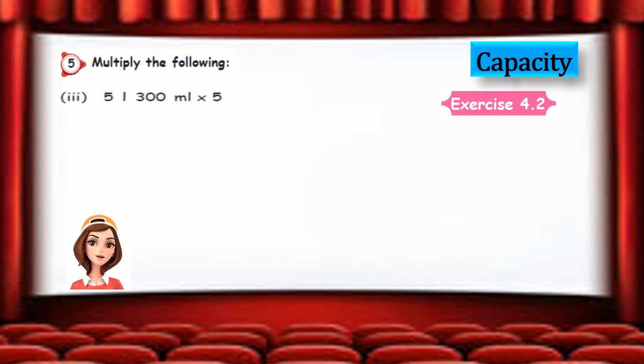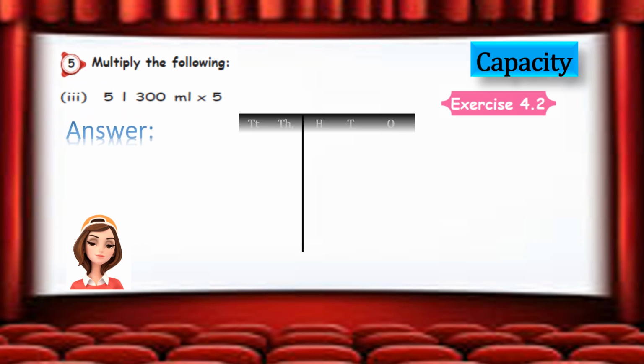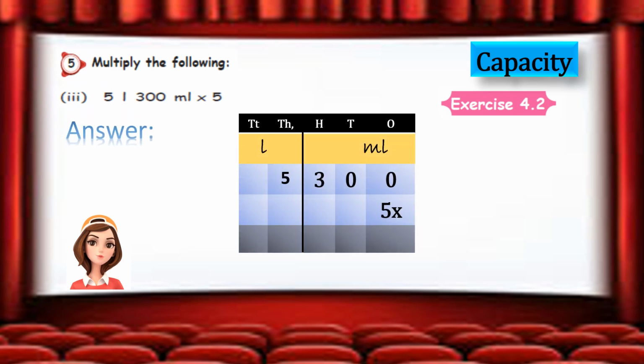Third sum, 5 liter 300 ml into 5. So the same procedure. Very easy. Let us start to multiply. So 5 zeros are 0. Then once again 5 zeros are 0. Here 5 threes are 15. So 5 must come down and then 1 carry forward to the top.